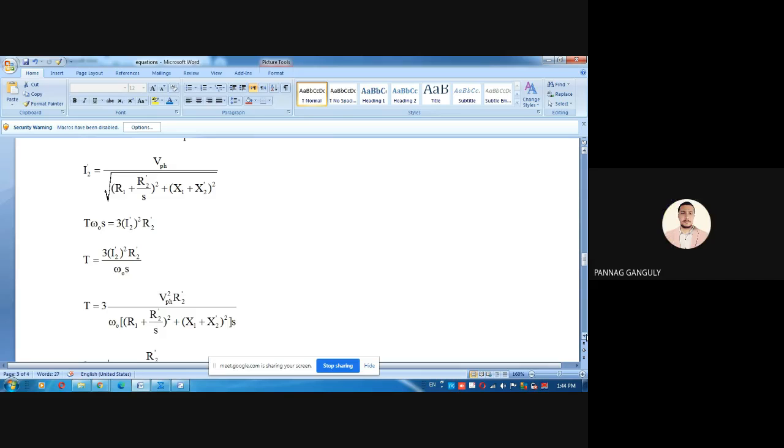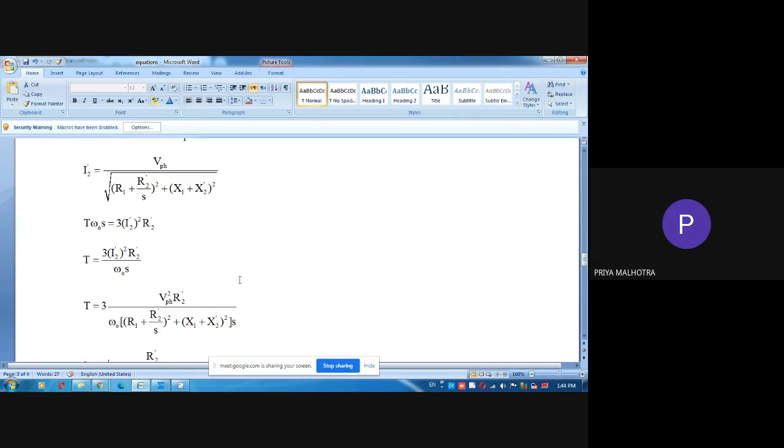Yes, Priya? Slip and speed. 2 variables. Priya, what are those 2 variables? So, in the torque equation, on the right hand side, how many variables do you see?